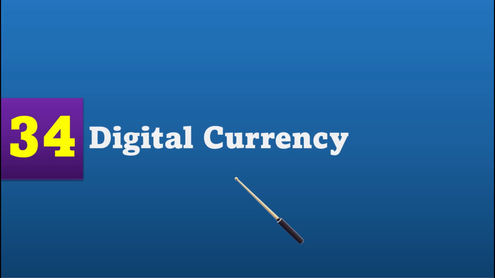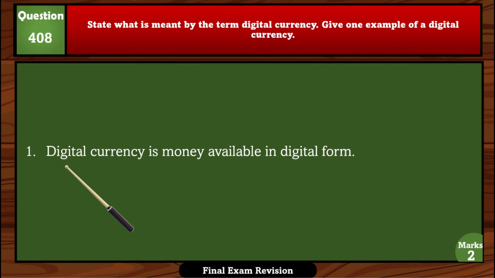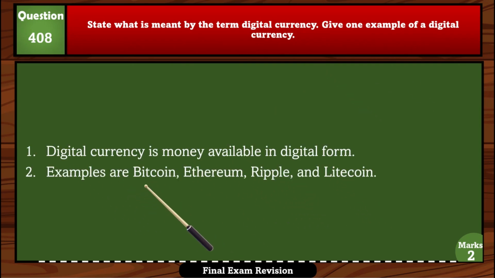Topic 34. Digital currency. Question 408. State what is meant by the term digital currency. Give one example of digital currency. A digital currency is money available in digital form. Examples are Bitcoin, Ethereum, Ripple, and Litecoin.